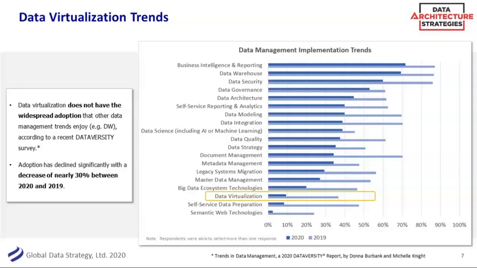You'll also see this year we did something a little different. We compared the 2020 findings with 2019. 2020 is odd, so we can take a bit of that with a grain of salt. But you'll see that even between last year and this year, it's gone down significantly, so nearly 30%. So we did notice across everything, if you look between 2019 and 2020, almost everything went down except for the tried and true BI, data warehousing, security, governance type things.